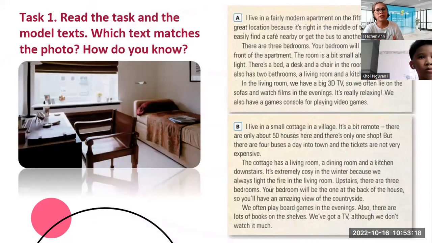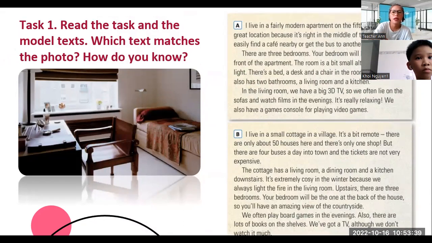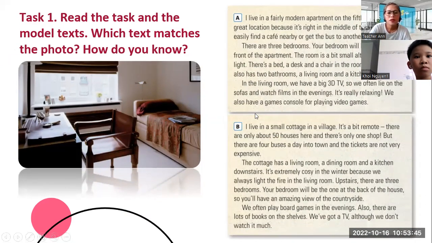So you read the text and the model text. Which text matches the photo? How do you know? Which do you think matches the photo, text A or text B? Please write the text and tell me why. You explain why.